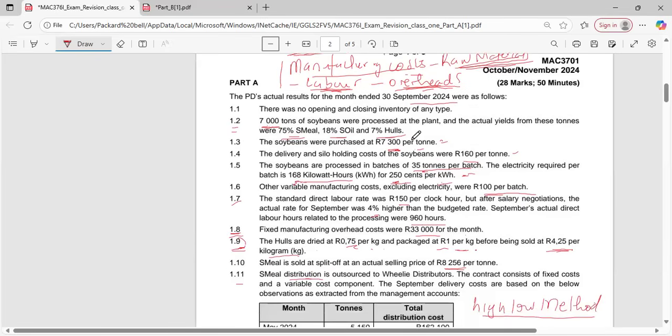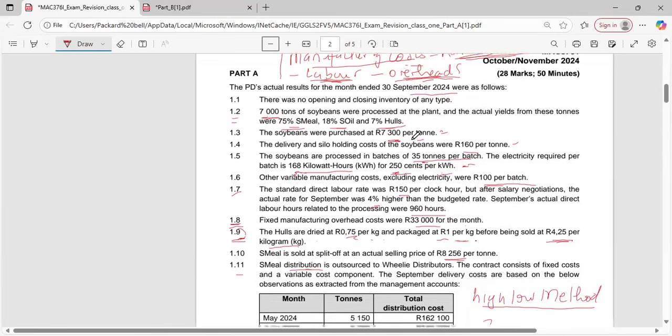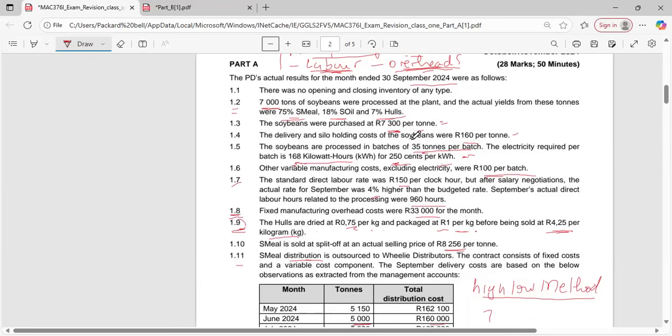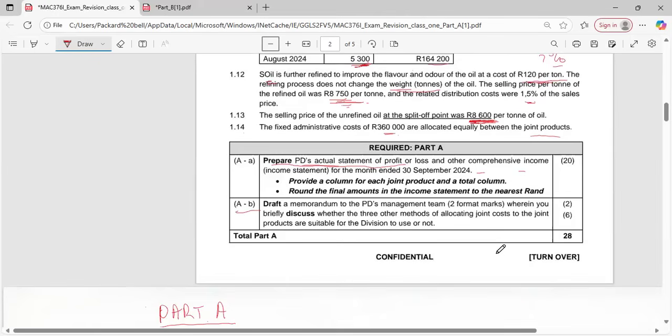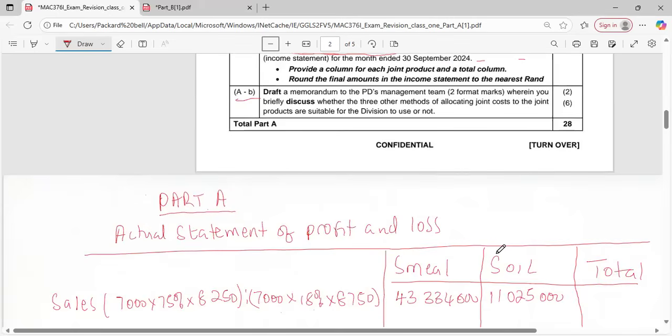Just like that, when you go to the physical quantity, you also look at your selling price and those quantities. And then when you go to the gross profit, I think I'll also discuss it, because this is one of the questions that we can come across. I saw it in our Mac3761. I don't remember which test it was where this question appeared. So we should understand the suitability of these methods in our joint cost allocation.